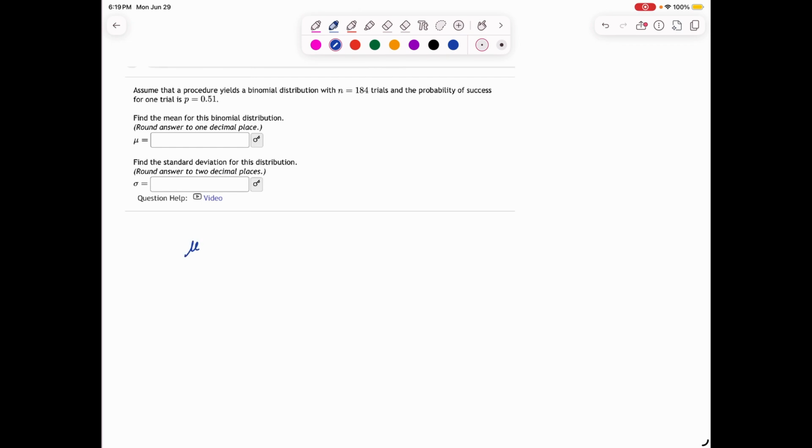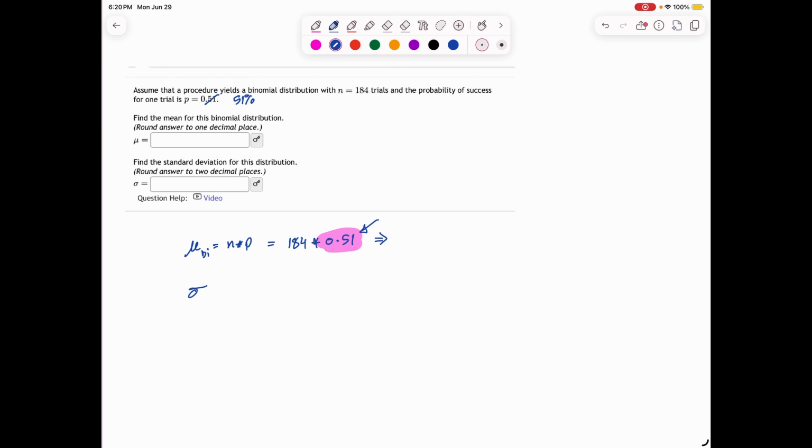We know that the mean for the binomial distribution is equal to the number of trials times the probability of success. So that will leave us with 184 times 0.51. Here is the thing: the probability needs to be turned into a decimal form. So if it's given in a percentage form, let's say 51%, it must be changed into a decimal form before you find the mean. And then it is up to you now to find the answer. You can find the answer there.